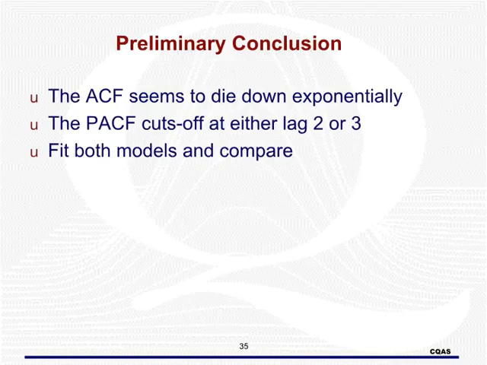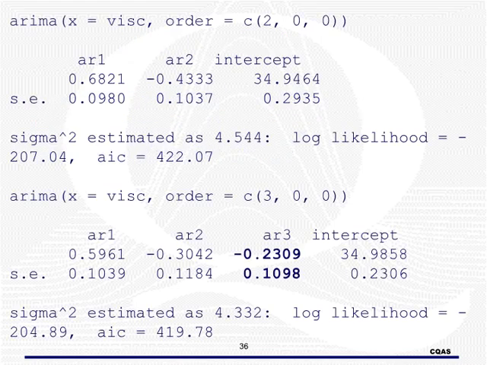Some mid-analysis conclusions are that the ACF dies down and the PACF seems to cut off after either lag 2 or 3. So we have two competing models. These are ARIMA 200 or ARIMA 300. You could also look at these as AR2 or AR3. We will keep everything general, so we will use the ARIMA term. Here are the results of both model fits.